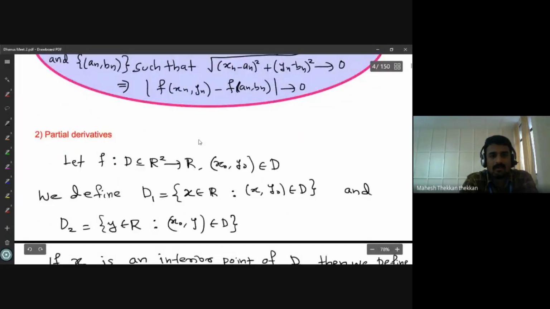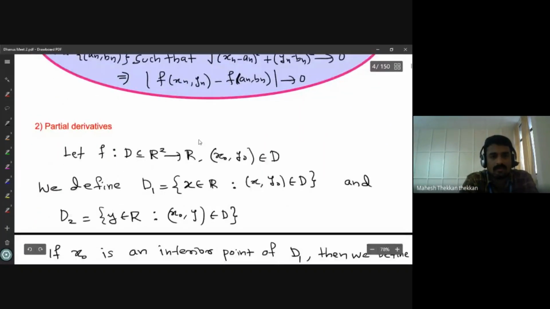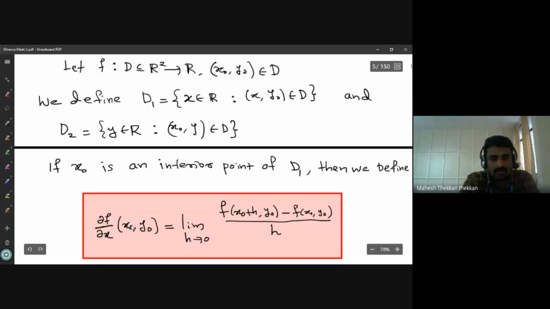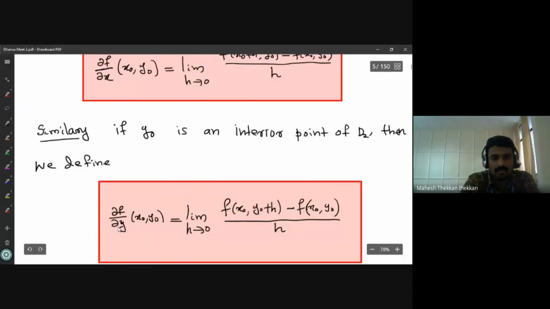Then I introduced the partial derivative. The partial derivative with respect to x at (x naught, y naught) is given by the limit as h tends to 0 of f of (x naught plus h, y naught) minus f of (x naught, y naught), divided by h. Similarly, the partial derivative with respect to y at (x naught, y naught), dou f by dou y, has a corresponding formula. These are all the things we discussed in the last class, so I just quickly recalled this.